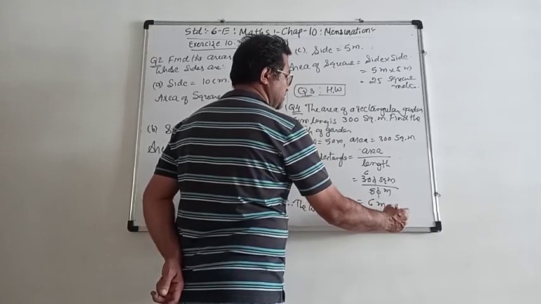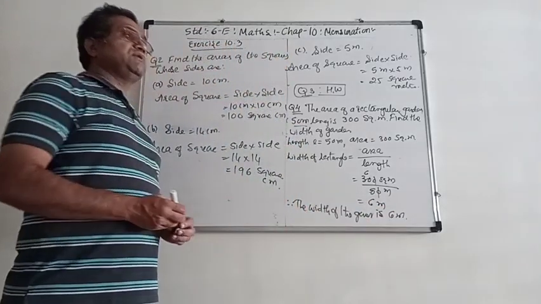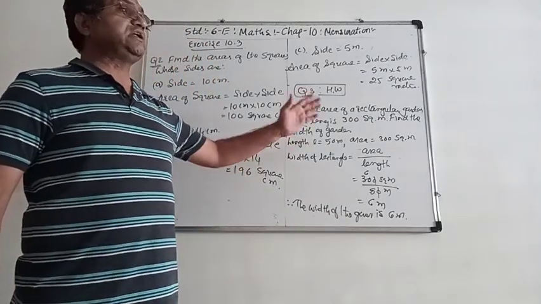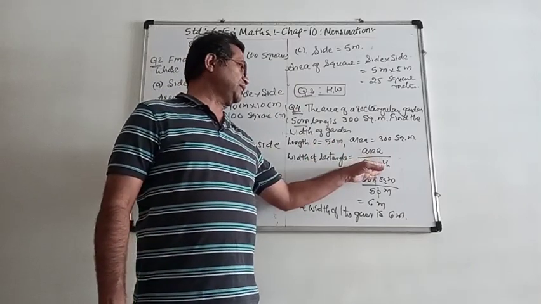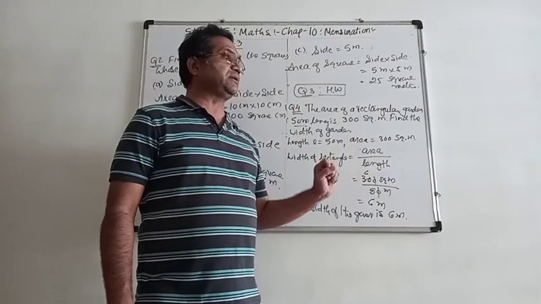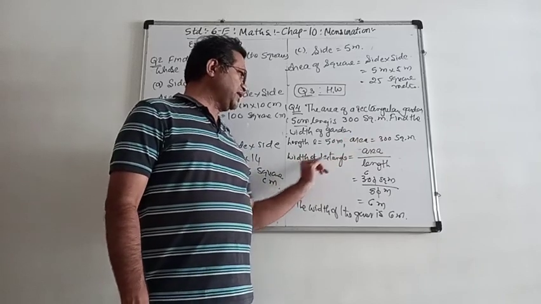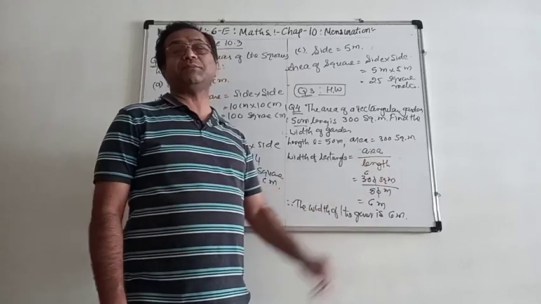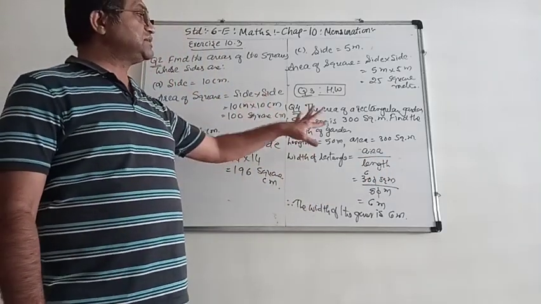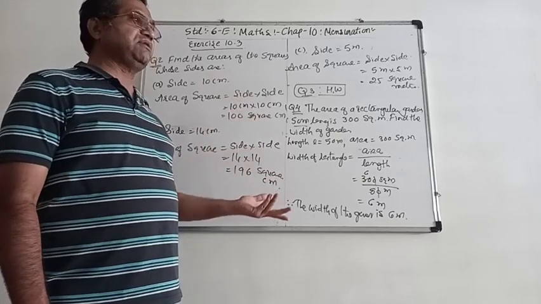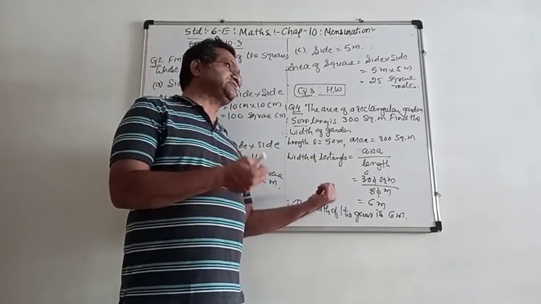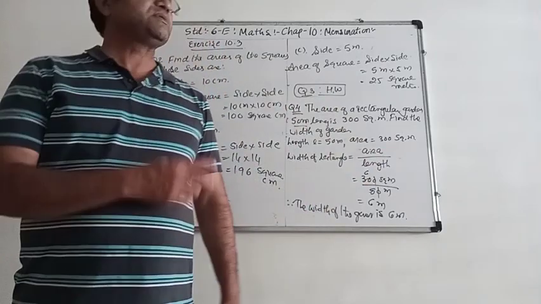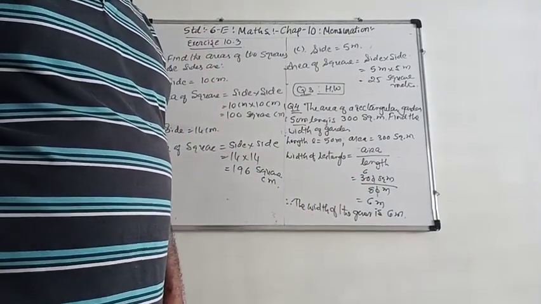is 6 meter. So when the area is given and either the length or breadth is not given, then we have to divide the area by that one. Means if width is to be found, area divided by length. If length is to be found, area divided by breadth. The reverse thing is that earlier length and breadth were given and we found the area. But in this question, area and length were given and we found the breadth or the width.